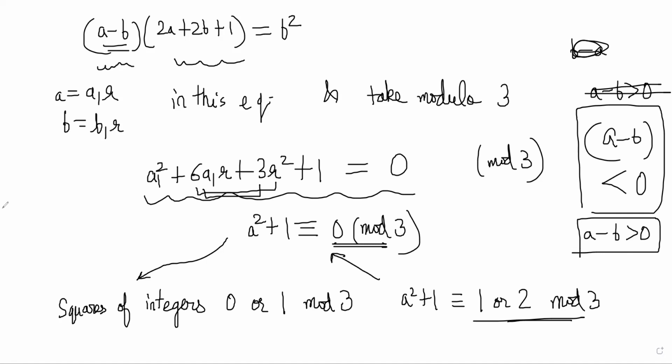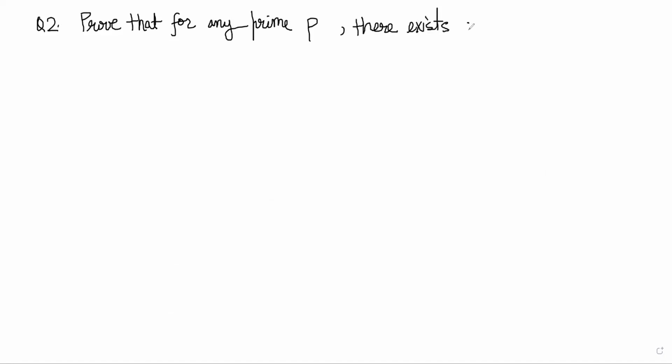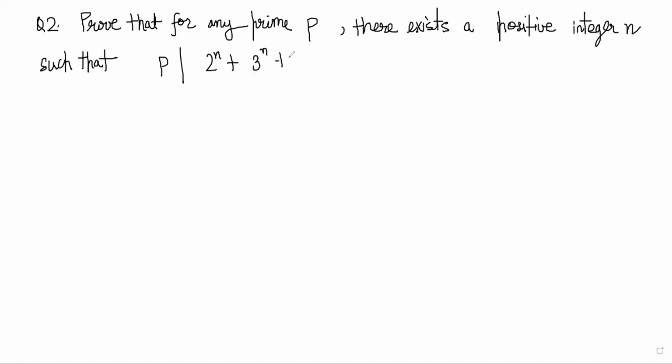Right. Let's look at the next problem. Question number 2. We have to prove that for any prime p, there exists a positive integer n such that p divides 2 power n plus 3 power n plus 6 power n minus 1.